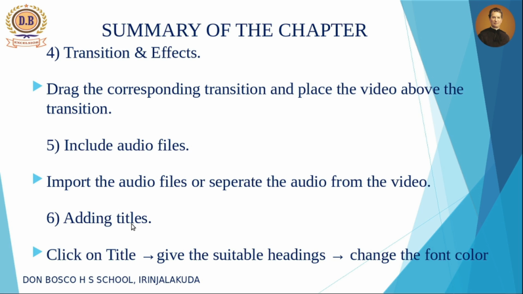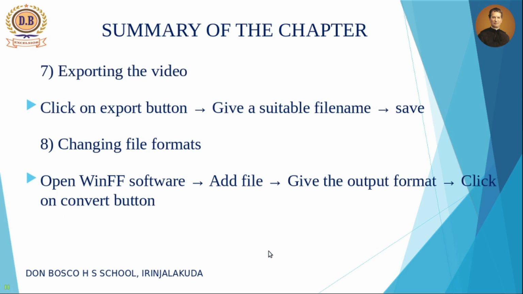Next is adding a title. How to add a title? Click on the title menu. After that a window will pop up. There you can see the place to enter the title, subtitle, font color, background color, etc. So give the appropriate color and headings and click on OK, so that it will come in the workspace. From that workspace we can drag the corresponding title and add it into a suitable place. The next activity was exporting the video.